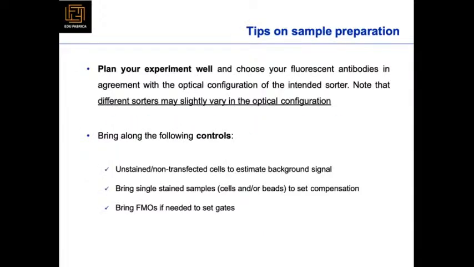So plan your experiments, and choose your fluorescent antibodies wisely when you're doing experiments. Bring along the following controls: unstained, to estimate the background signals, so the ones which are non-transfected and unstained; bring single stain samples to set compensation; and bring FMOs if needed to set gates.